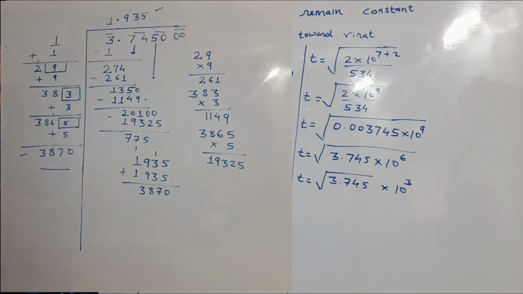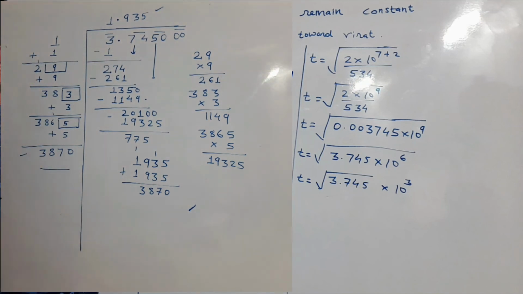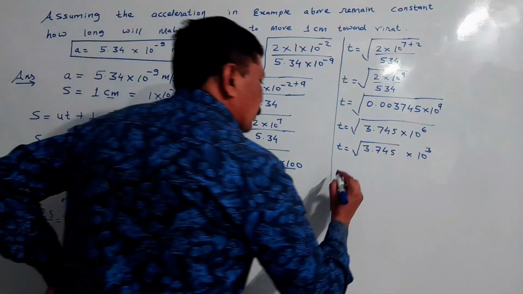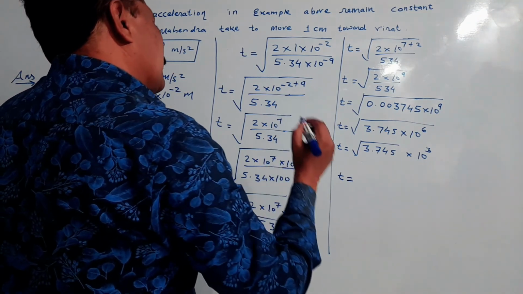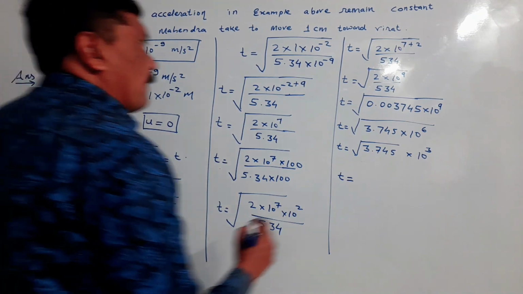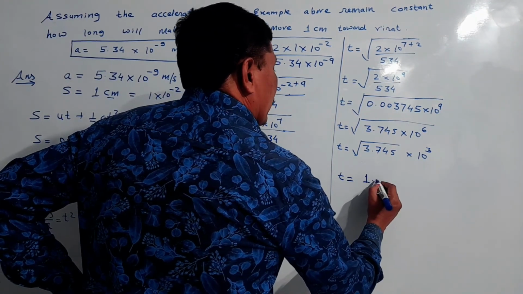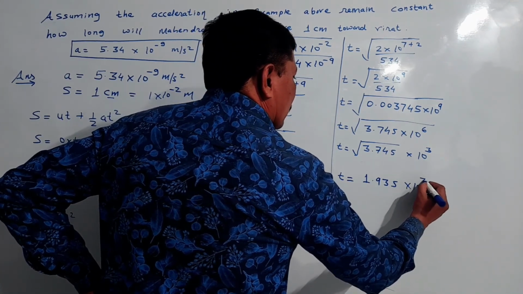we got 1.935, and this answer we can use in our problem and solve the problem. So my dear student, here t is equal to root of 3.745 is 1.935 into 10 to the power 3.